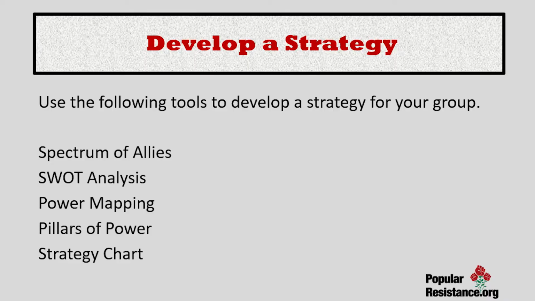Keep building relationships. So now you've got your group and you're educating yourself and you want to start taking action. There are tools that can help you with these tasks that we listed earlier, like identifying who your allies are. And so we're going to go through some of these different tools and just explain what they are. So spectrum of allies is one. The SWOT analysis: strengths, weaknesses, opportunities, and threats.